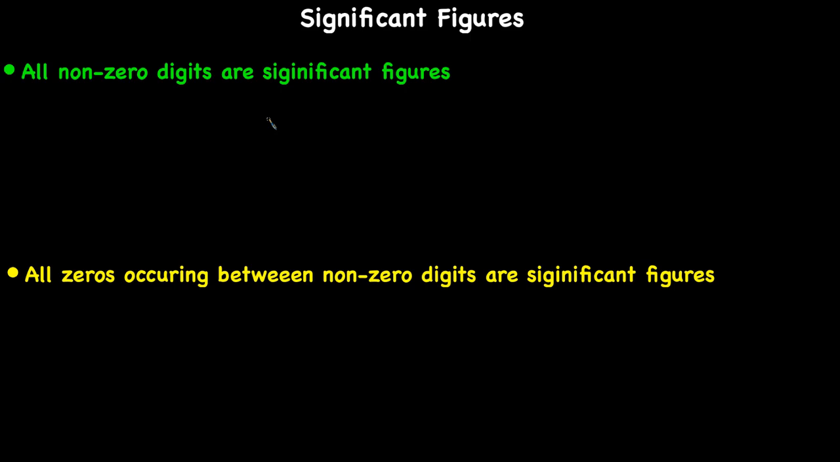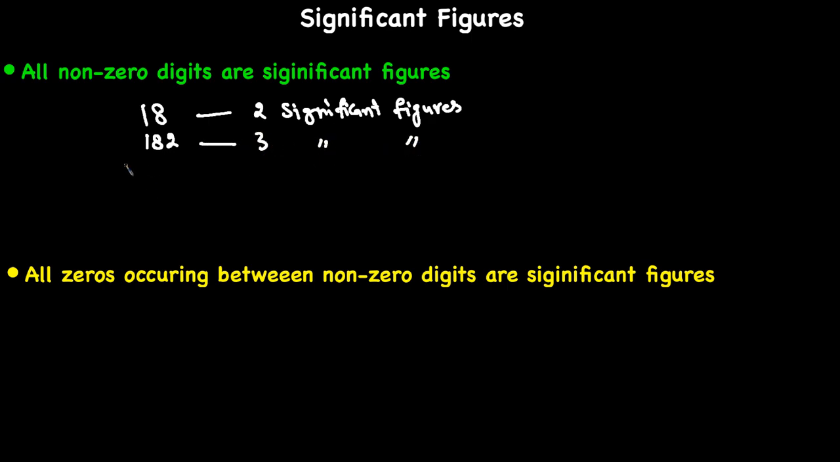Let's start with our first rule, which says all non-zero digits are significant figures. For example, let's say I got the number 18. These are two non-zero digits, so they both are significant figures. So there are two significant figures in this number. And let's say I got 182, so this will have three significant figures. And if I got 1824, there are four significant figures, and so on.